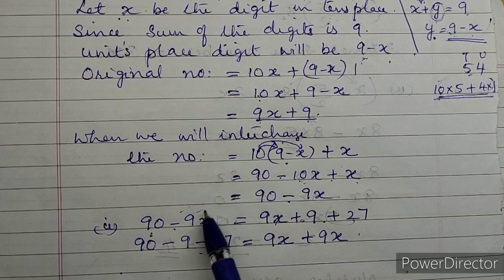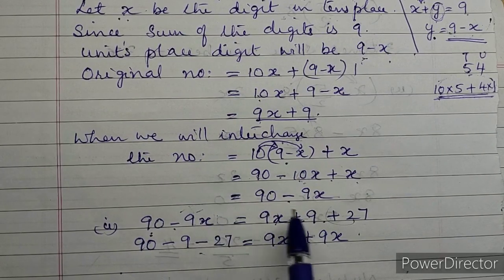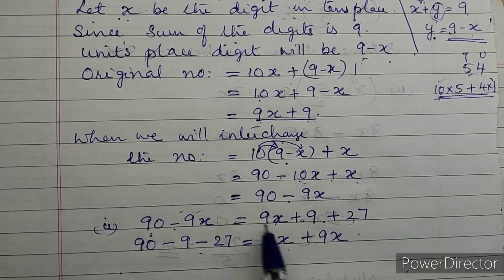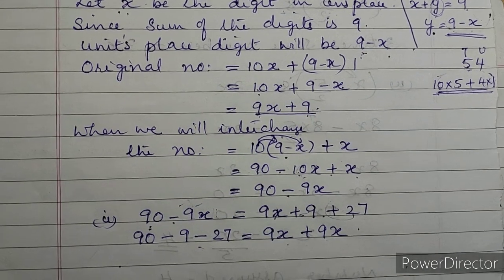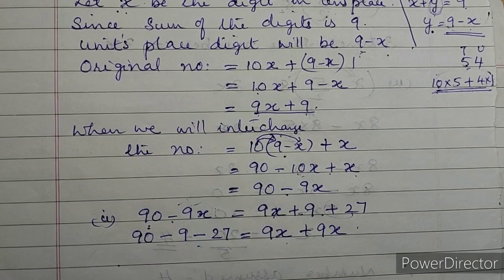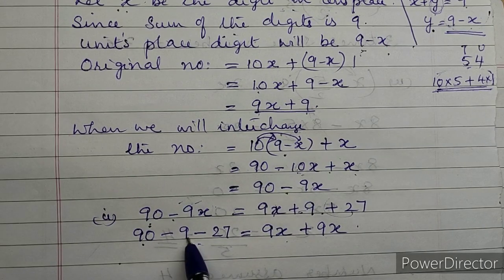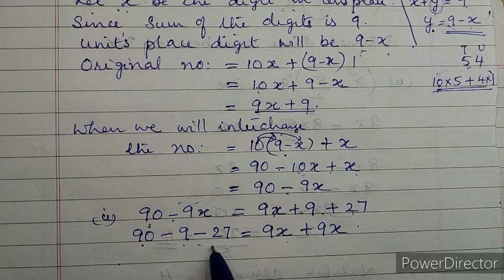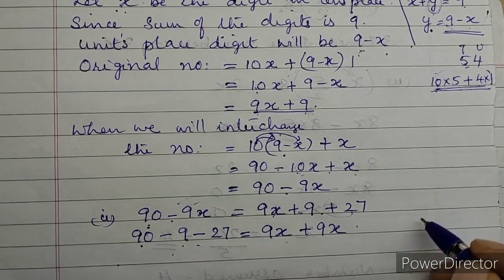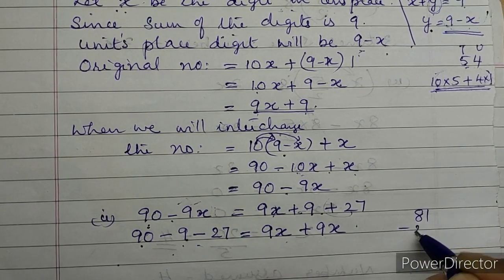If I take this 9x to this side, it will become negative. So only for getting a positive answer, I have taken it to the other side. Nothing other than that. You can take this side also, no problem. Now 90 minus 9, it is 81. 81 minus 27, how much will it come?